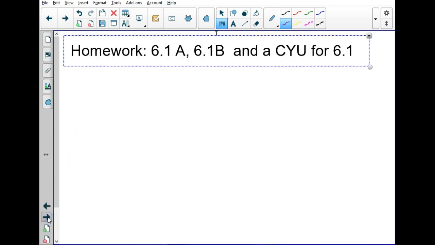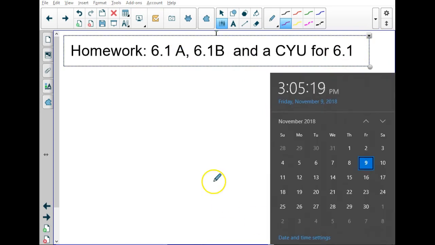Your to-do now in the next 2 days in class is a 6.1a homework, 6.1b homework, and a check your understanding on Schoology, as well as ask me for any questions. This is all due by Wednesday of this next week, which is November 14th.